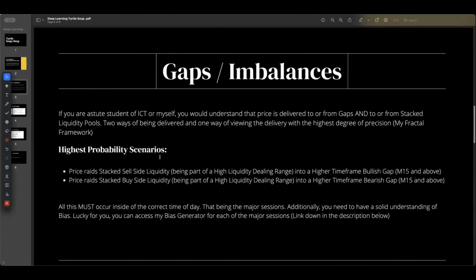Okay. Now, it is also important for you to understand gaps or imbalances. So now if you are an astute student of ICT or myself, you will understand that price is delivered to or from gaps and to or from stacked liquidity pools. So there are only two ways of price being delivered and one way of viewing this delivery with the highest degree of precision. Now, why am I saying one way? Because my fractal framework is the best possible way out there to view price action or the delivery of price.